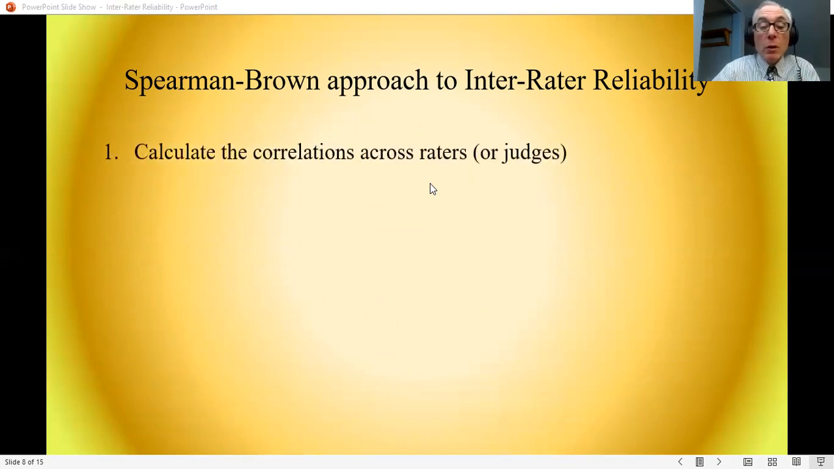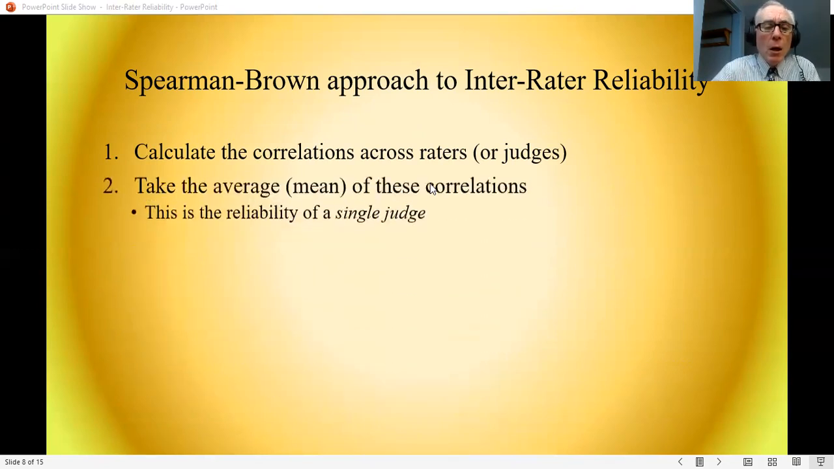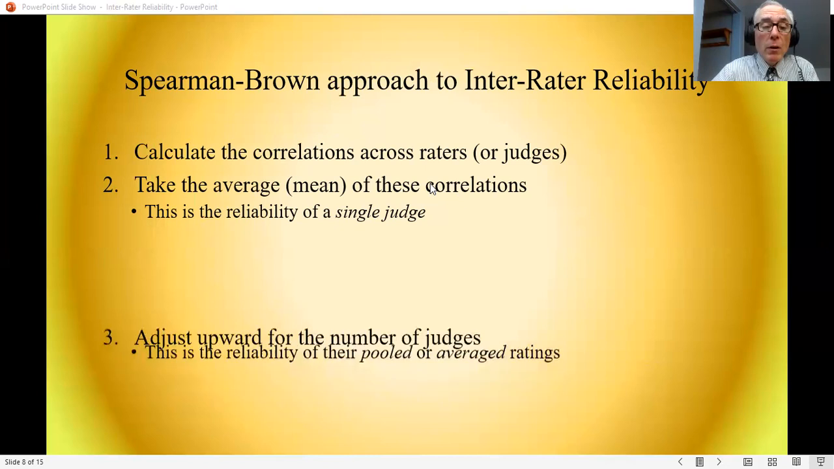As I mentioned, you need the correlations across the judges. So if that's already available, or if you can crunch it out either by hand, that's kind of painful, but a spreadsheet will even do that for you. You take the average, and you now have the reliability of one judge. So if you're only going to have one person looking at each test protocol, the average correlation across your judges is your best estimate of how reliable those ratings are. So sometimes that's what you want to go with.